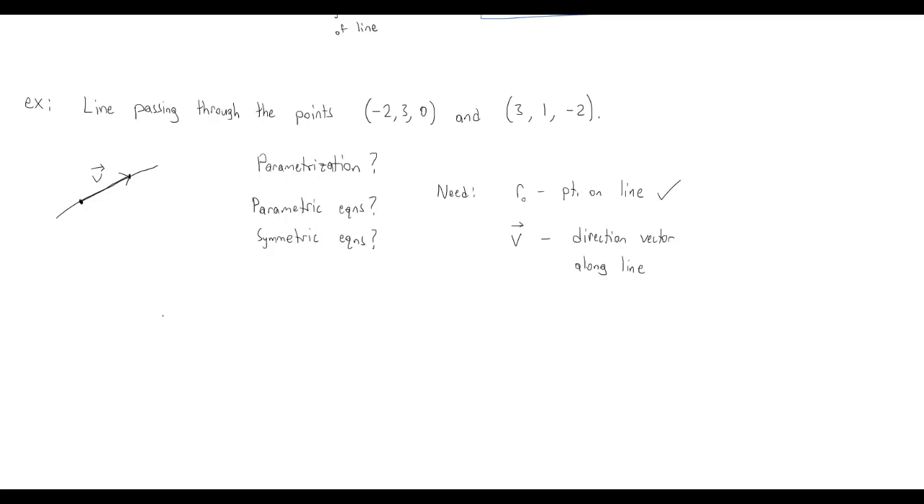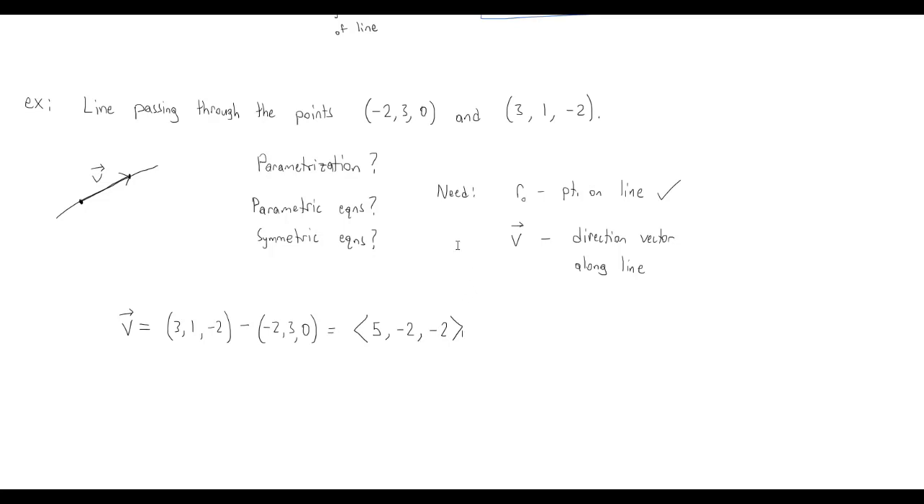Okay, so to get the direction vector, we just want the vector connecting our 2 points. Remember, we get that by subtracting one from the other. So I'm going to take the point 3, 1, minus 2, subtract the point negative 2, 3, 0, and that gets us our direction vector. Looks like it'll be 5, negative 2, negative 2. Okay?